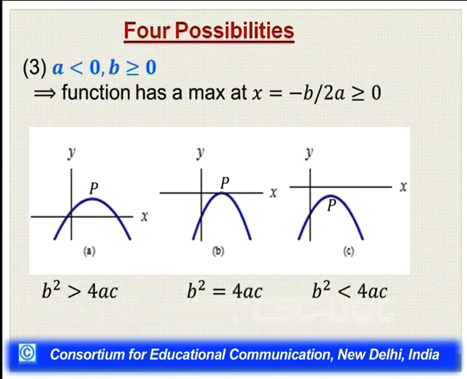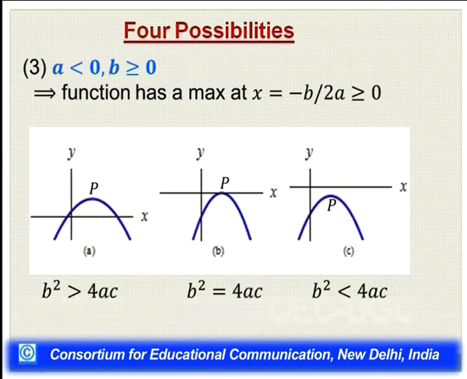Because a is negative, the function has a max, which means graphically it's going to be represented by an inverted U-shaped parabola that opens downward. The maximum point will be at x equal to minus b upon 2a, which in this case is greater than or equal to 0, because a is negative, so that makes the whole term minus b upon 2a greater than or equal to 0. This is to say that the max will occur on the positive side of the x-axis.